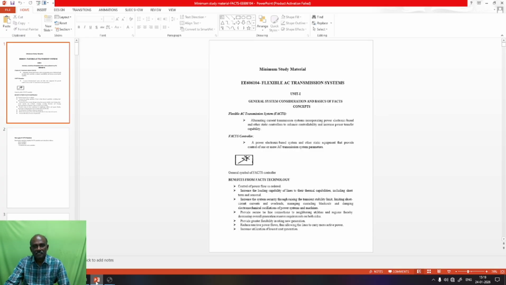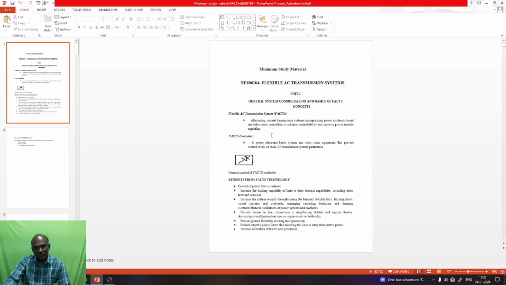It is the system to be applied in the transmission system of a power system. It is called the flexible AC transmission system, FACTS. Using this system, we can make the transmission system a flexible one. That's why it is a flexible AC transmission system. The definition of FACTS: alternating current transmission system incorporating power electronic based and other static controllers to enhance controllability and increase power transfer capability.